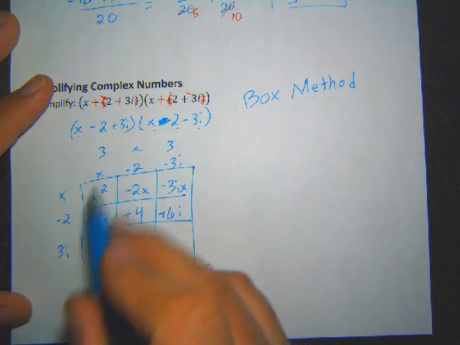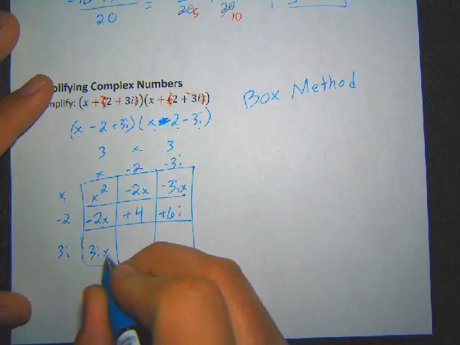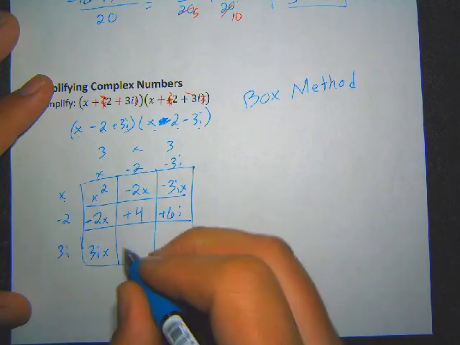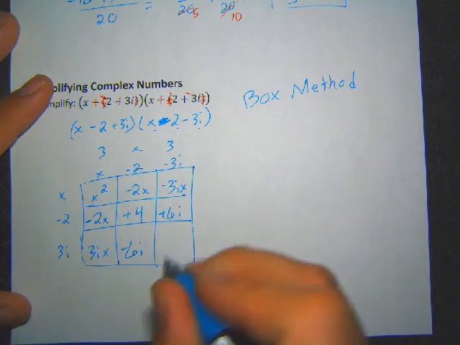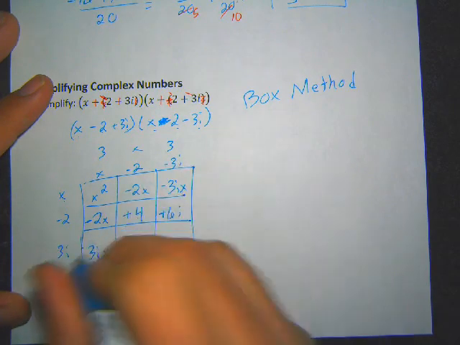Next one down here, I got x times 3i is 3ix. -2 times 3i is -6i. -3i times 3i, well, -3 times 3 is -9, and i times i is i squared.